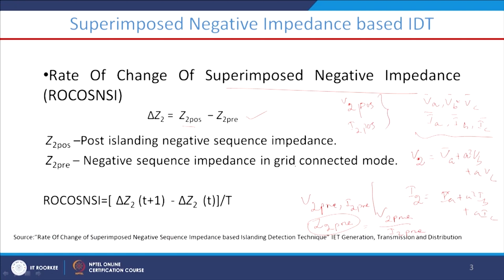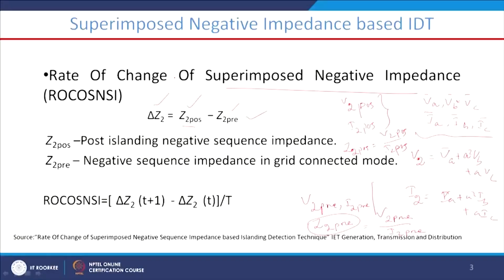Using these two quantities, we calculate the parameter Z2 pos equal to V2 pos divided by I2 pos. Now, this is after the disturbance and that is before the disturbance. The difference between these two impedances is known as the superimposed negative sequence impedance. This one you have to understand.